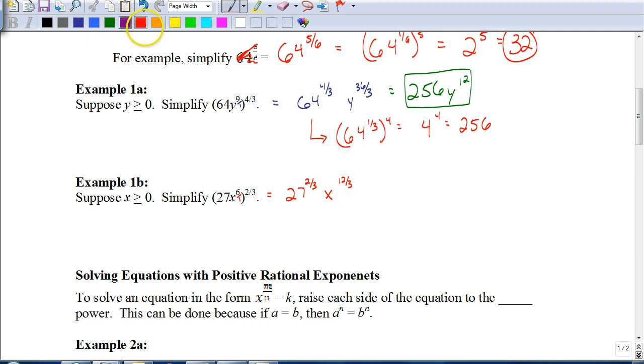Now let's simplify this. Let's start with the 27 to the 2/3. That's the same as the cube root of 27 being squared. Well, the cube root of 27 is 3. 3 squared is 9. So the first part simplifies to be 9. Then we go to the x. 12 divided by 3 is 4, so it's going to be 9x to the 4th power. And there's your answer.